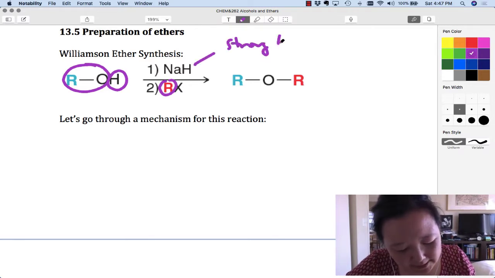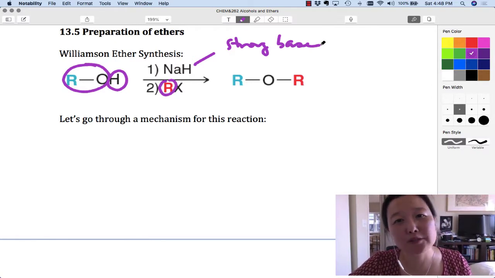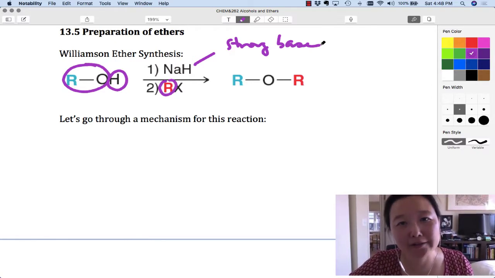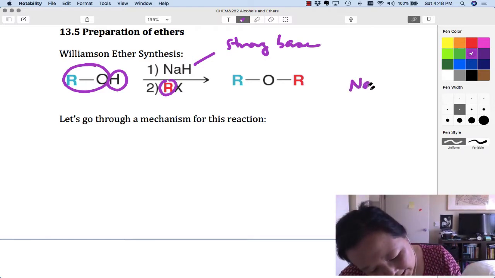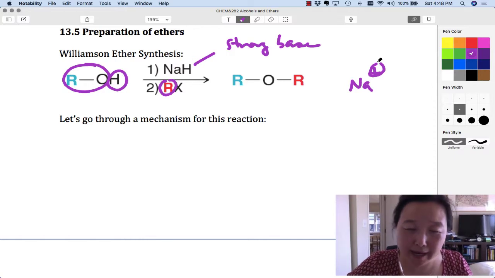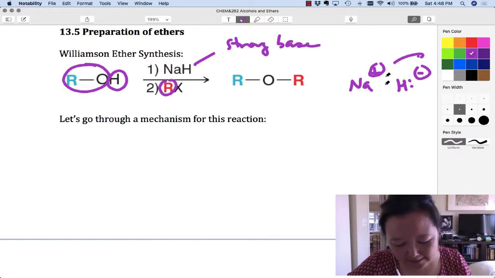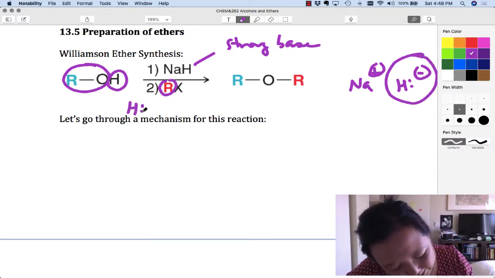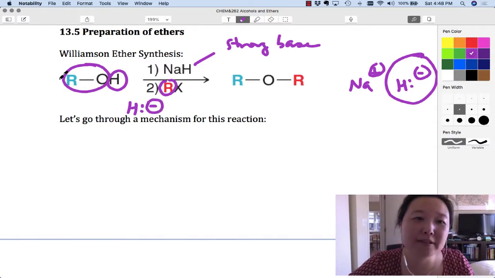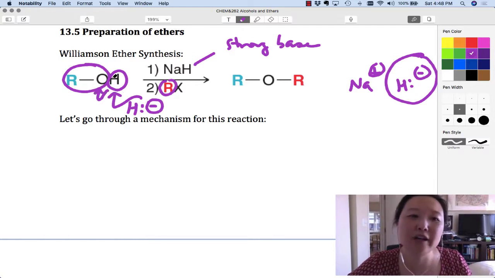The strong base that tends to be used, rather than sodium hydroxide, is a stronger base called sodium hydride. Sodium hydride should be thought of as a sodium ion, Na+, and a hydride ion, H-. And this is the part that we need. That hydride ion comes in, and the most acidic part of this molecule is this H. So this hydride grabs H, and that bond breaks and puts the electrons on O.